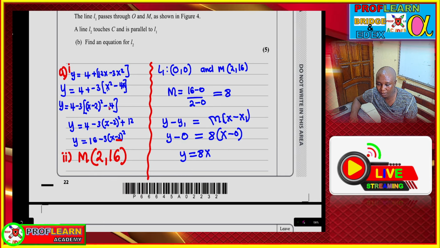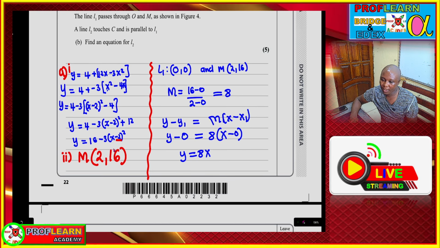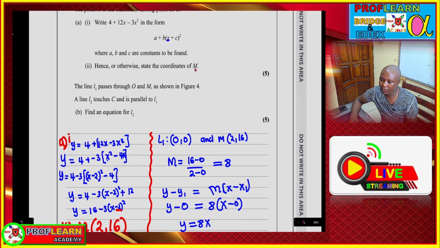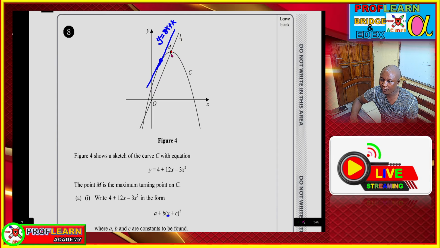Minus 3 times minus 4 is going to give us 12. Then if you simplify, you're going to get the expression shown here. Then for you to state the coordinate of M, what is M? M is the turning point of curve C, which is the quadratic, which we have completed the square.